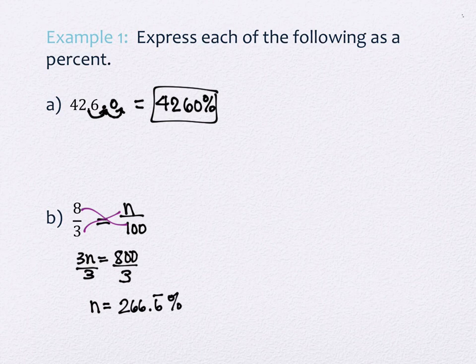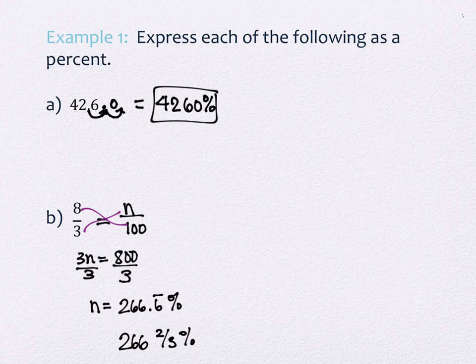266.6 repeating percent. If you were looking in the back of the book, just so you know, they might write this as 266 2/3%. I'm not telling you that you should or shouldn't do that, but you might know that that's something else you'll see. This is an equal version because 0.6 repeating is the same thing as 2/3. So you might see that kind of answer in the back of the book.